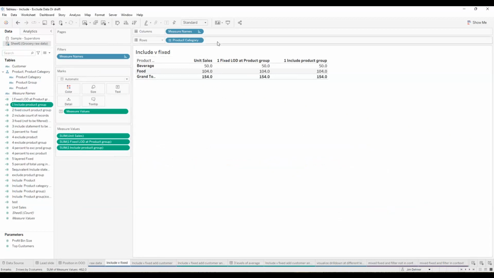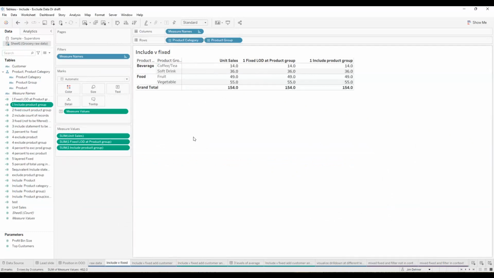And you can see here, when we take a look at the product category, I've included the total sales. This is just summing the sales, aggregating sales as we bring it to the board. The fixed LOD and the include, at the product category level, they're all the same. If I go down to the product group level, we now see that we fixed at the product group level, so these values make sense to us. We include at the product group level, and those values are the same as the fixed LOD, and they are also the same as just the unit sales.